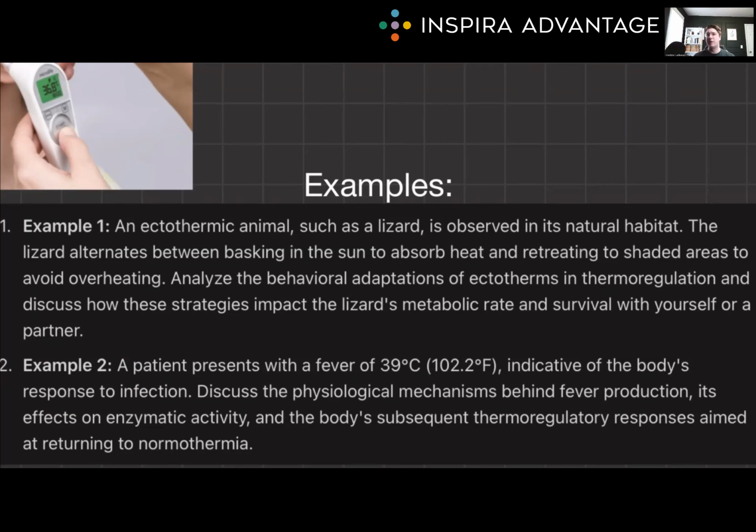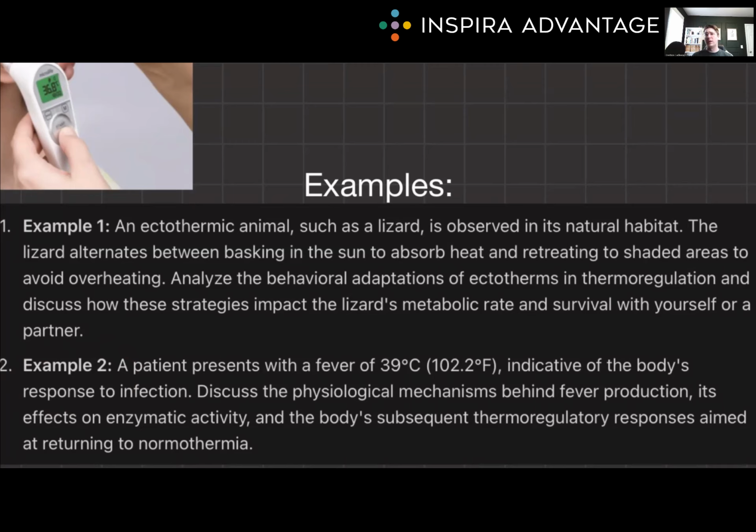Here's my answer. A fever is a sign the body's immune system is activating to infection. The hypothalamus, which acts as the body's thermostat, raises the set point for body temperature in response to pyrogens released by immune cells. This increased set point leads to various physiological responses aimed at raising body temperature, including shivering, increased metabolism, and vasoconstriction to reduce heat loss. Fever impacts enzymatic activity by speeding up metabolic reactions, aiding the immune system in fighting off the infection more effectively. However, if the fever is too high, it can lead to protein denaturation, including enzymes, disrupting cellular functions and potentially causing damage.